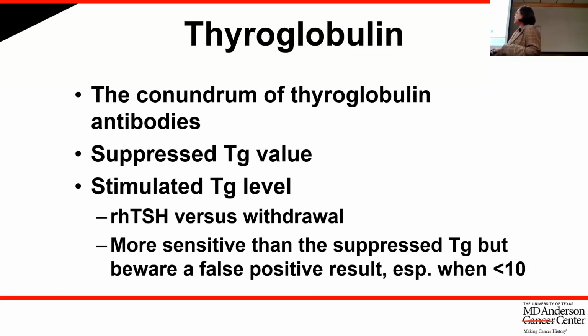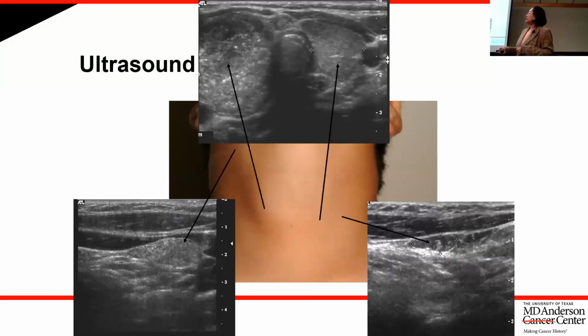Now, this is more sensitive than suppressed TG, but this gets tricky when the level is between 1 and 10. So ideally, the suppressed TG value should be less than 1, and the stimulated TG value should be less than 10. But it's again a gray zone when you see a TG value between 1 and 10, and what does that mean? So you again have to look at it from a clinical context, or look for anything truly reflecting that. So imaging comes in handy in those situations.